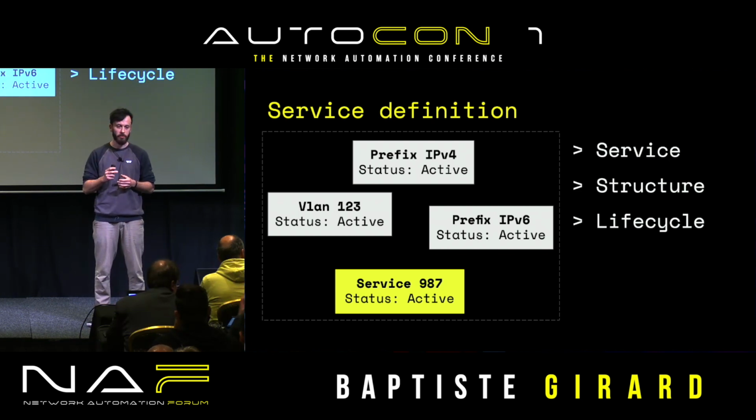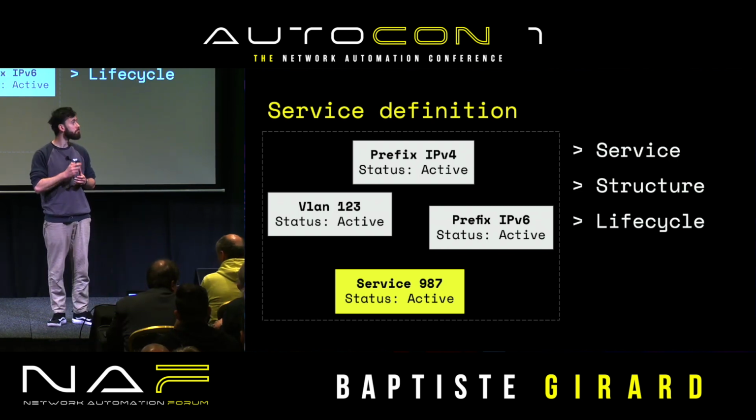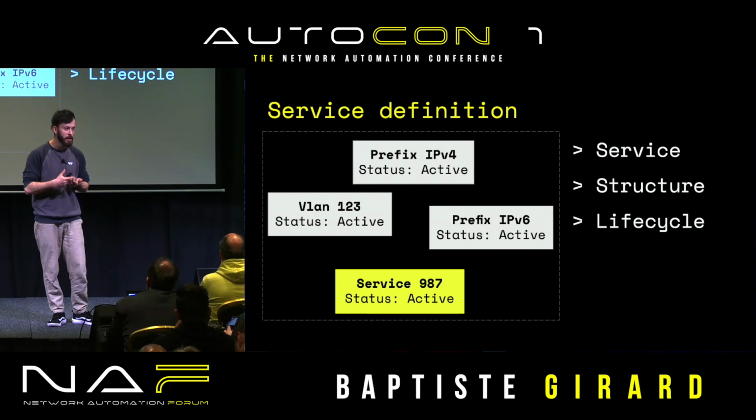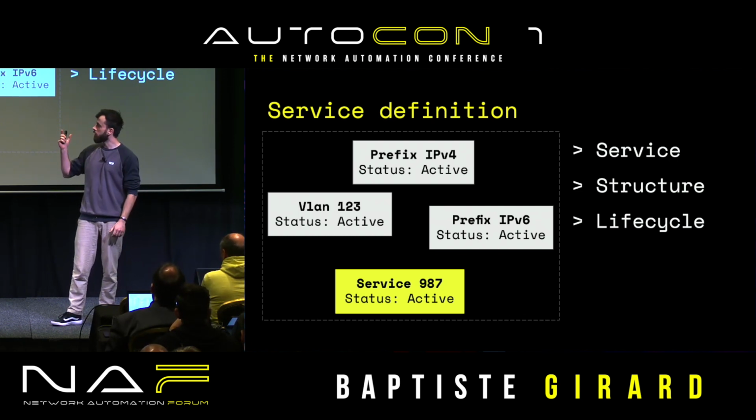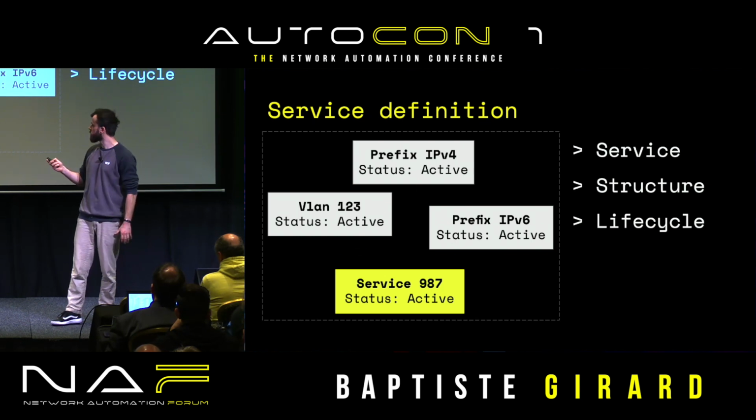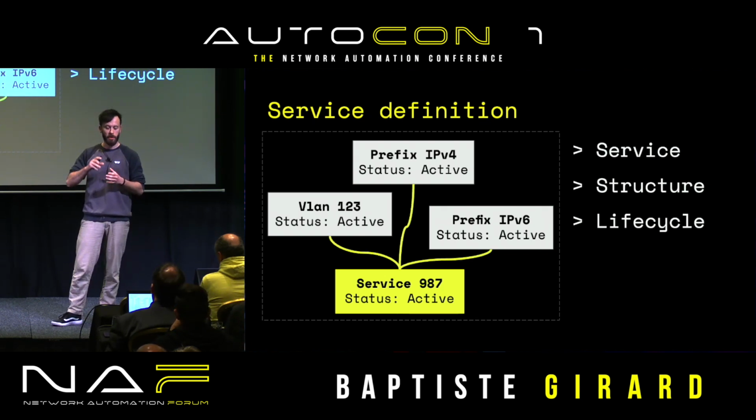Second step, the structure. It's basically we have multiple components to build this service. We usually have one VLAN, one IPv4 prefix, and one IPv6 prefix. And so there, as part of our custom plugin, we extended the out-of-the-box data model to create this relationship between the service object we created and these different components.